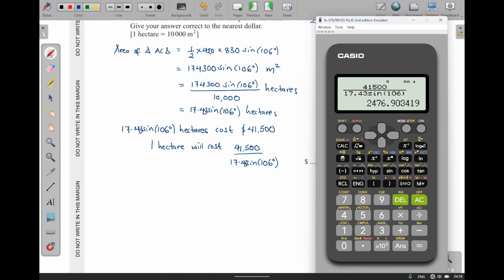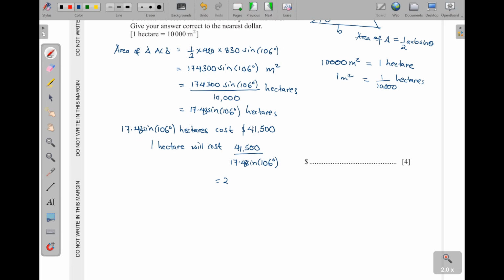They said we give our answer to the nearest dollar. First of all, this is 2476.9034, and the rest of the other figures. So the nearest dollar, I will round this one off to the 6, so plus 1. That means the answer is going to be 2477.